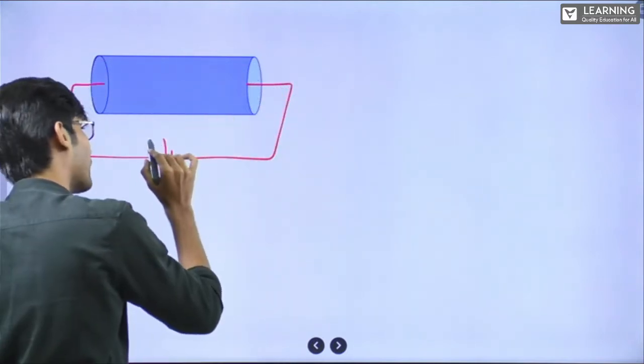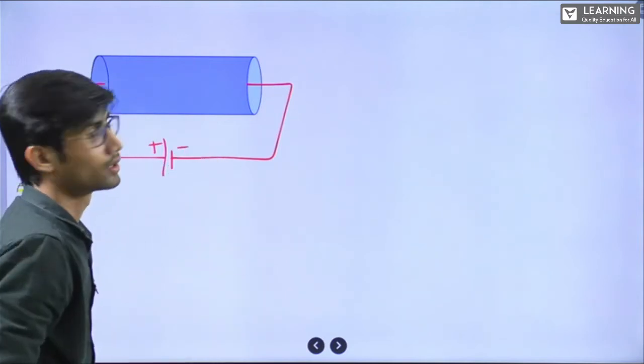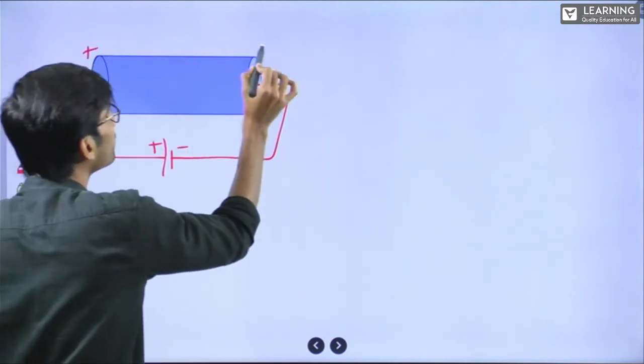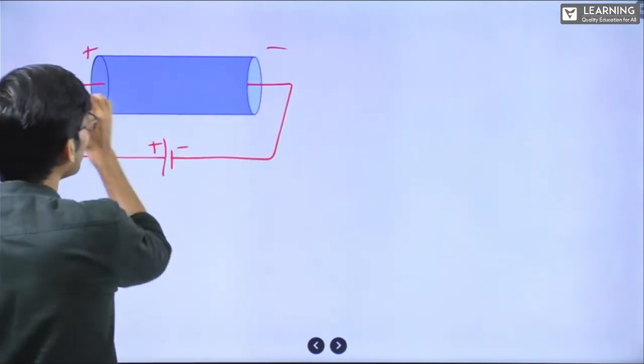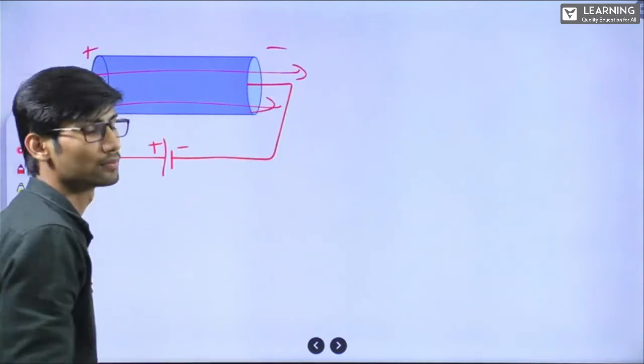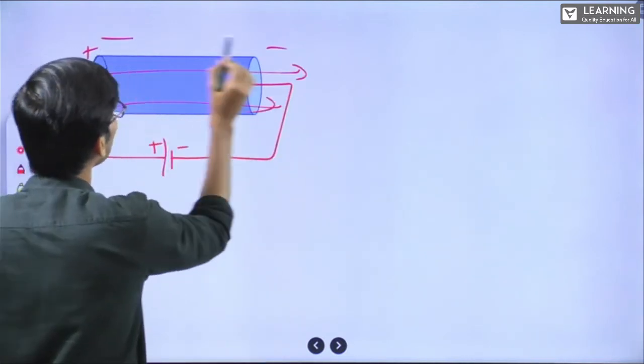This battery will provide potential difference. Because of this potential difference, there will be an electric field. Let's say this electric field is E external.